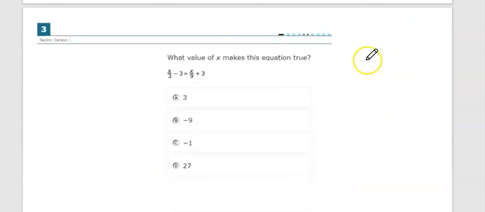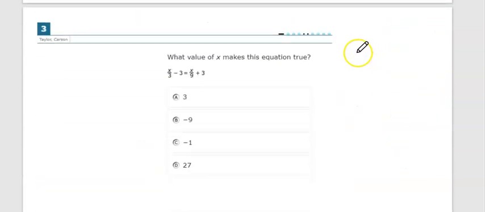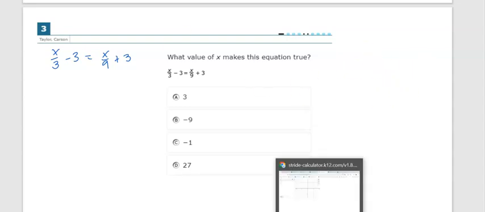All right, question number 3. What value of x makes this equation true? So I'm going to rewrite it over here. x over 3 minus 3 is equal to x over 9 plus 3. All right, so with this one, it might be easier just to put it into the calculator. There's a lot of different ways you can do it. You can leave the fractions. I'm going to go ahead and show you with a calculator real quick.